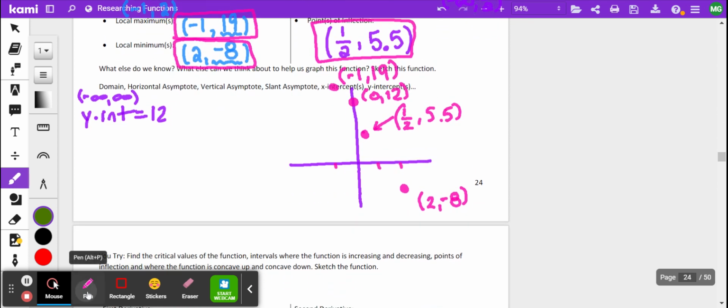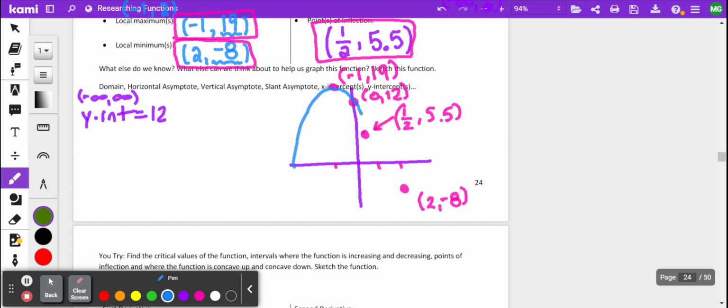So a general sketch would look something like this. Increasing and concave down, looking like this. Now it's going to turn here and it's still going to be decreasing, but it's going to be concave up. And it's going to look something like that.